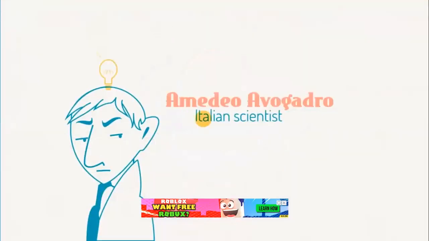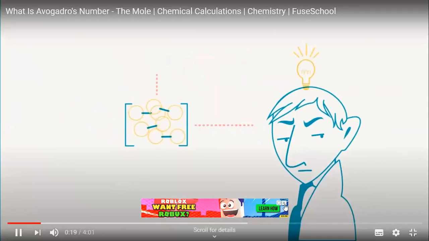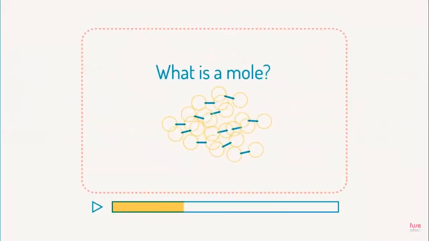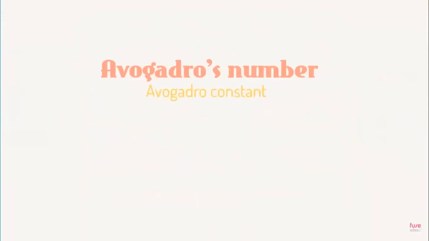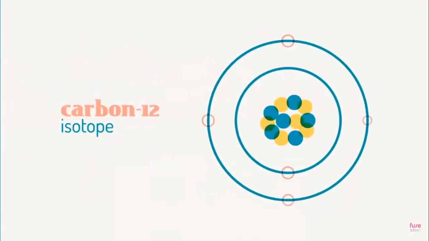Amadeo Avogadro was an Italian scientist. He gave his name to the number of particles in a mole. Maybe you don't yet know what a mole is. If so, just have a look at our video on moles before moving on with this lesson. Avogadro's number, Na, or the Avogadro constant, is 6.02 times 10 to the 23 particles per mole. It is the number of atoms per mole of the carbon-12 isotope.